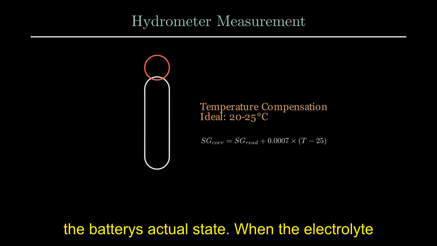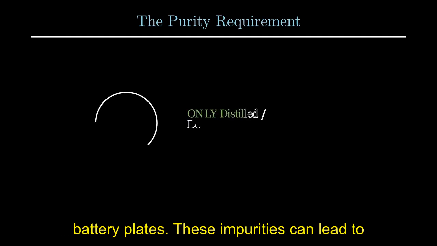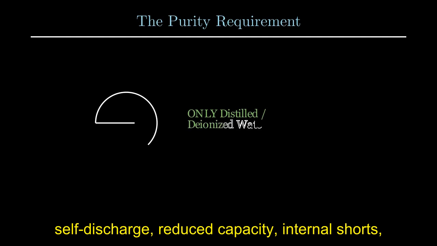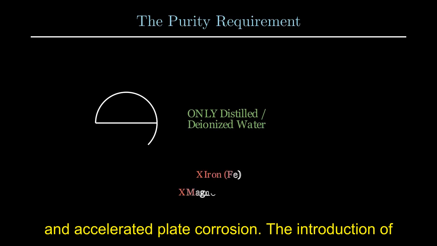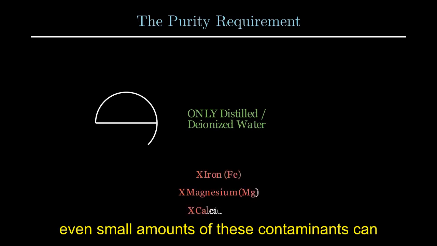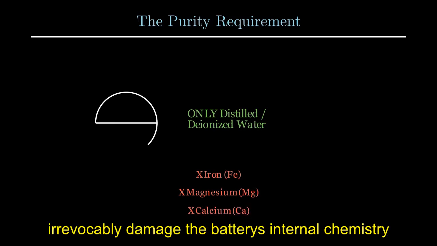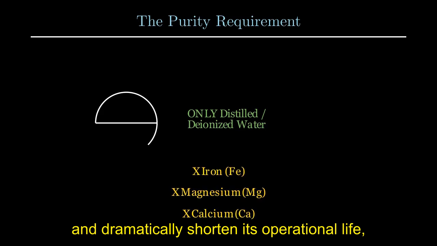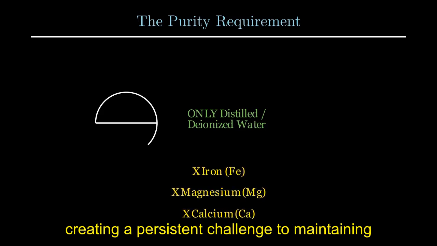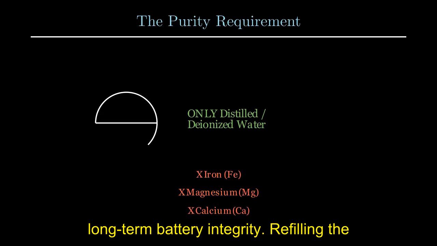When the electrolyte level drops, only distilled or deionized water must be added. Tap water contains minerals and impurities, such as iron, magnesium, and calcium, which can react with the active materials on the battery plates. These impurities can lead to self-discharge, reduced capacity, internal shorts, and accelerated plate corrosion. The introduction of even small amounts of these contaminants can irrevocably damage the battery's internal chemistry and dramatically shorten its operational life, creating a persistent challenge to maintaining long-term battery integrity.